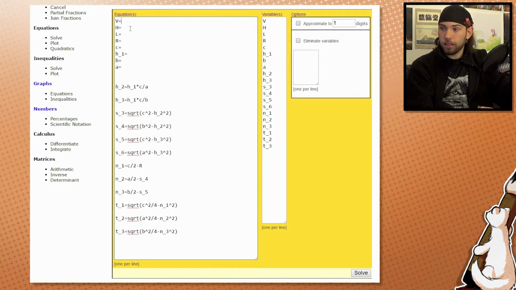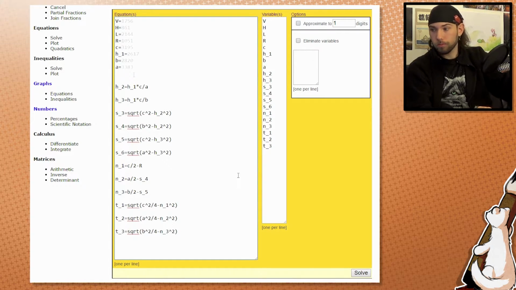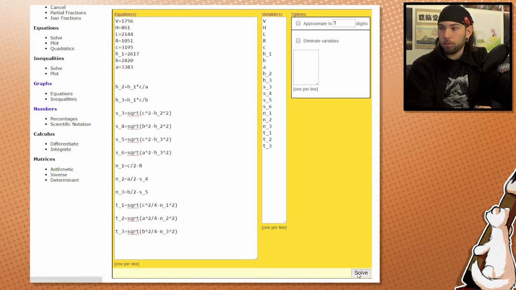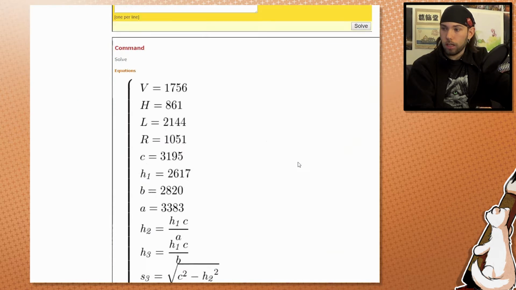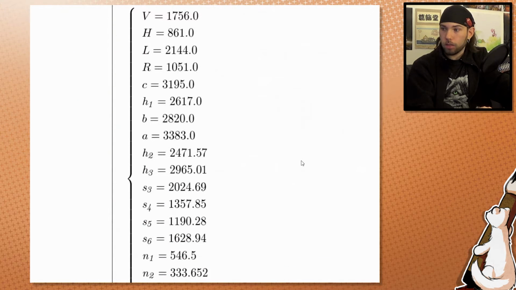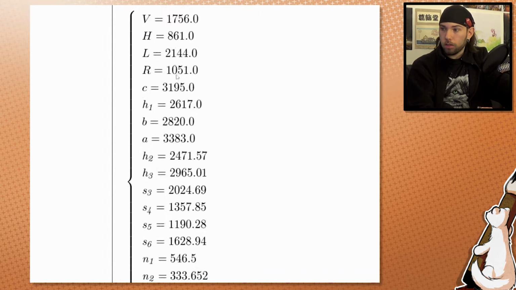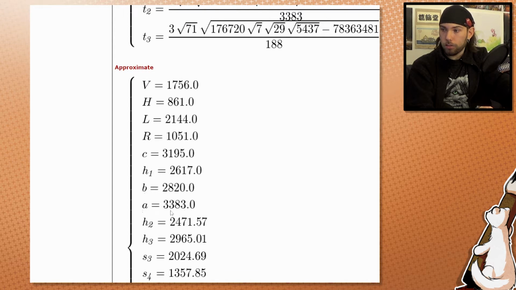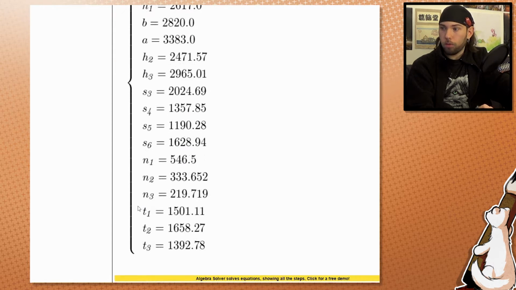This is the second link, and we now have to insert all the values that we noted down before. Alright, and click on solve. And we scroll down, and then we can see these until A here. These were the values that we had before, and from H2 these are the new values that we also have to note down. I'm sorry for that, but it can't be avoided.